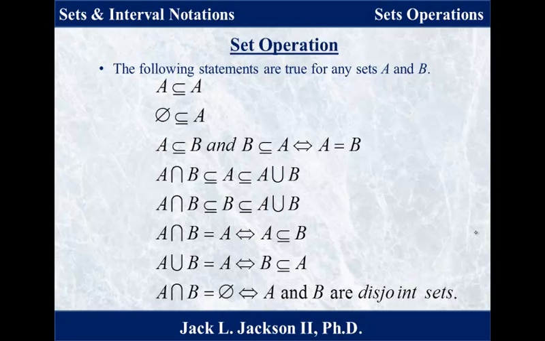Alright, next statement. A intersect B, I should say, let me say it right. A intersect B is always a subset of A. A intersect B is a subset of A, and A intersect B is always a subset of B. A and B, in turn, are both subsets of A union B. So, of course, that makes A intersect B a subset of A union B.